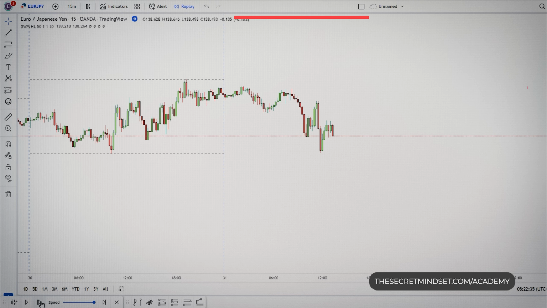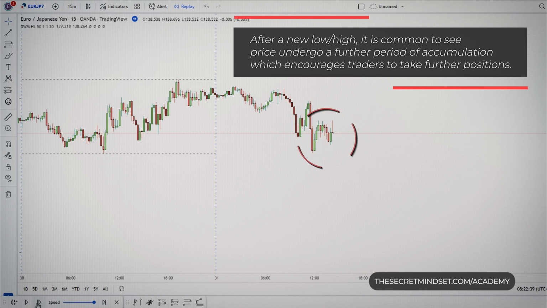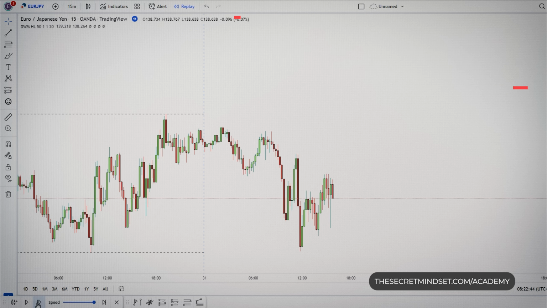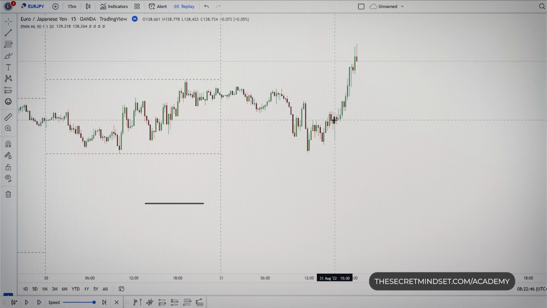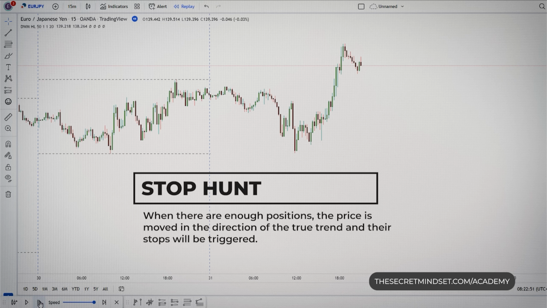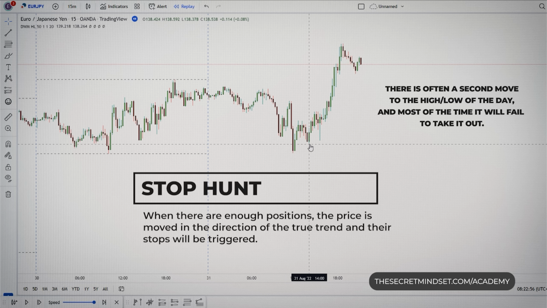It is common to see price undergo a further period of accumulation, which induces traders to take further positions. And when there are enough positions, the price is moved in the direction of the true trend, and their stops will be triggered. Also, there is often a second move to the high or low of the day, and most of the time it will fail to take it out. This forms the typical M and W patterns.